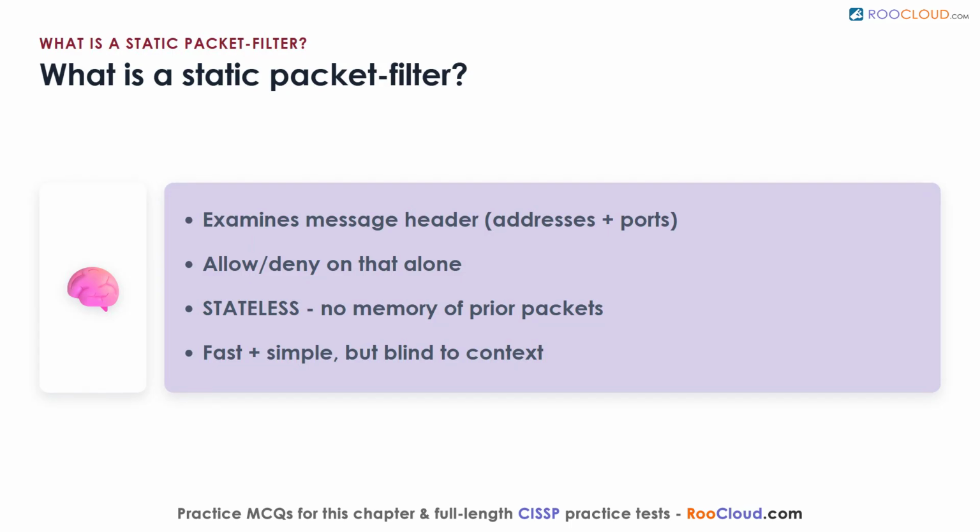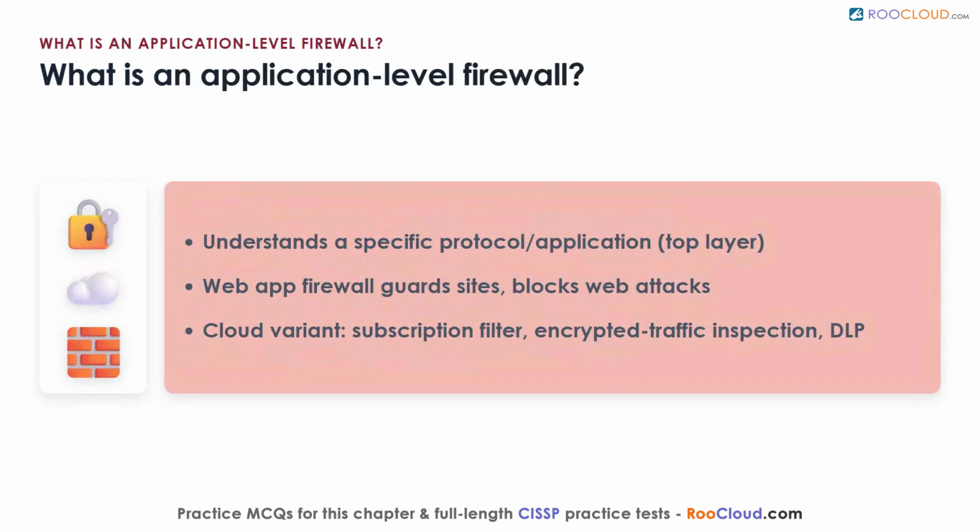Think of a bouncer who only checks the address on each envelope and never notices that 100 of them just arrived from the same suspicious sender in a row. What sets an application-level firewall apart? It understands the actual service it is protecting.